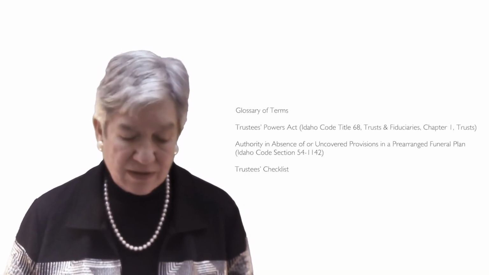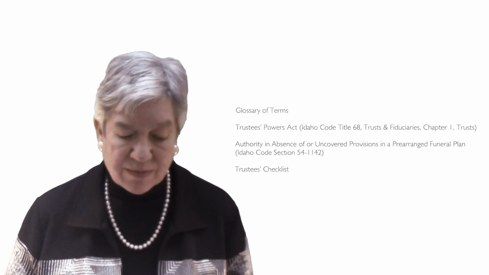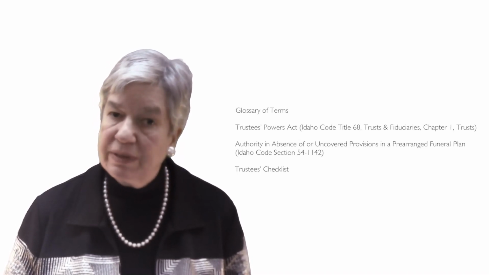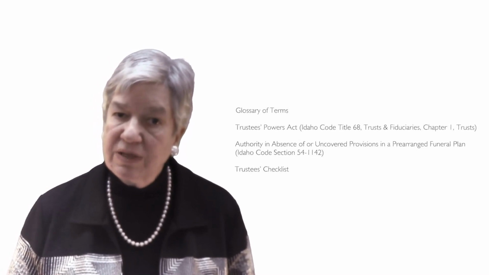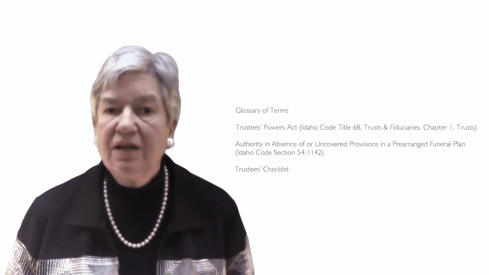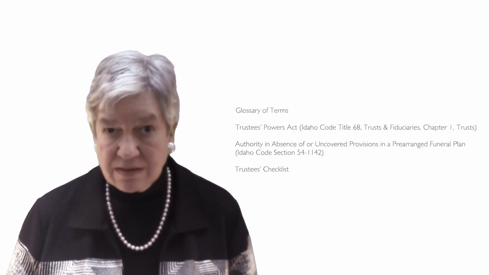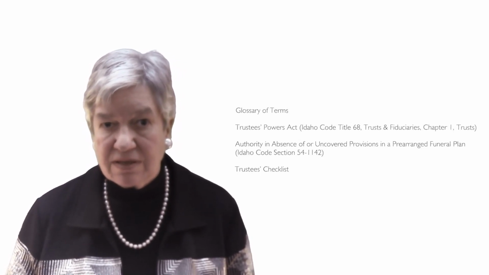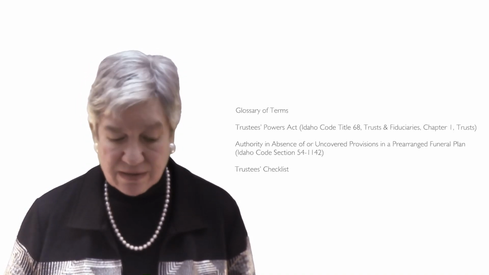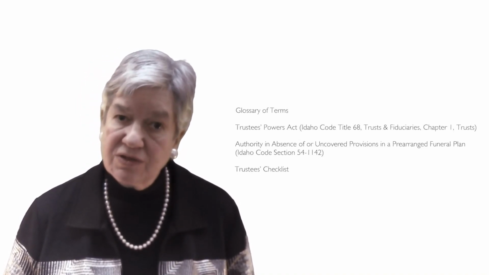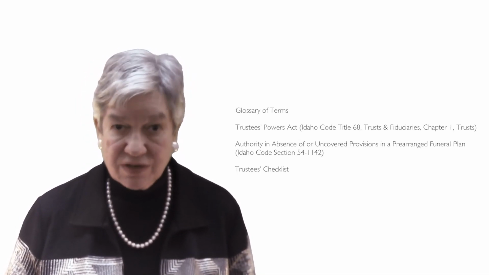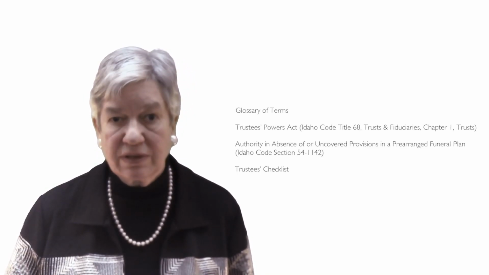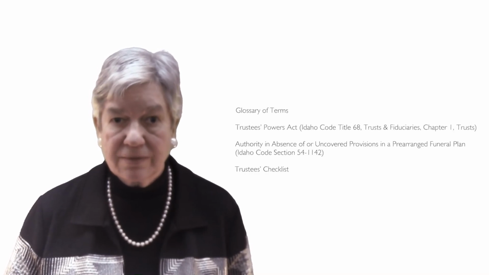We also have some information on authority in absence or uncovered provisions in a prearranged funeral plan. That is information on who has priorities to make choices about your remains when you're gone if you haven't prearranged that, because sometimes there are arguments in families about what to do when someone passes. And lastly, we have a trustee's checklist. We have something for your successor trustee to look at so that they have some guidance about what to do when they need to step up and assume their duties.